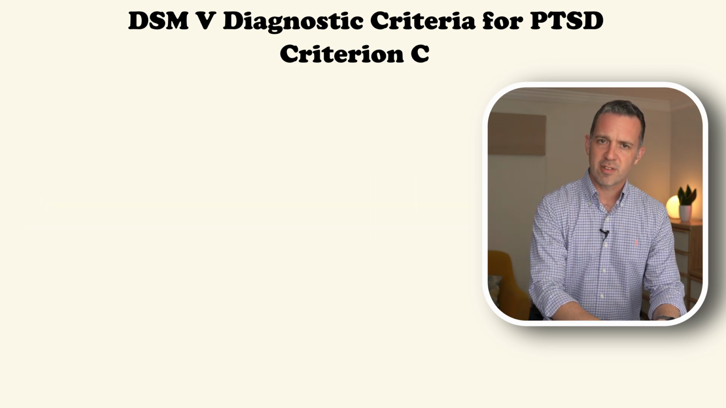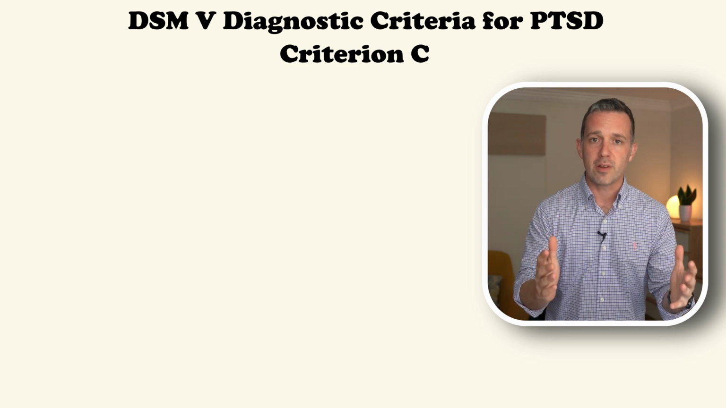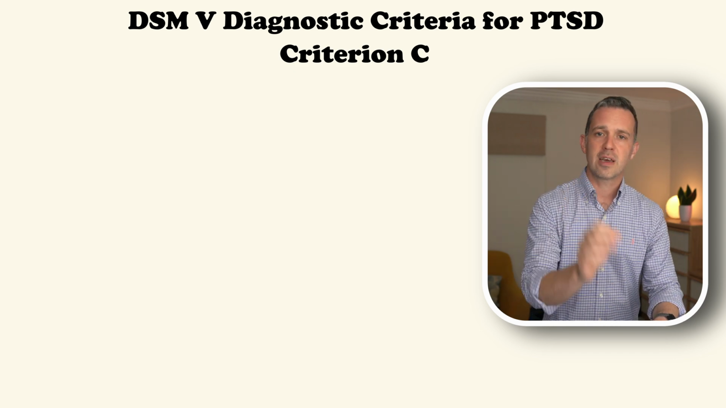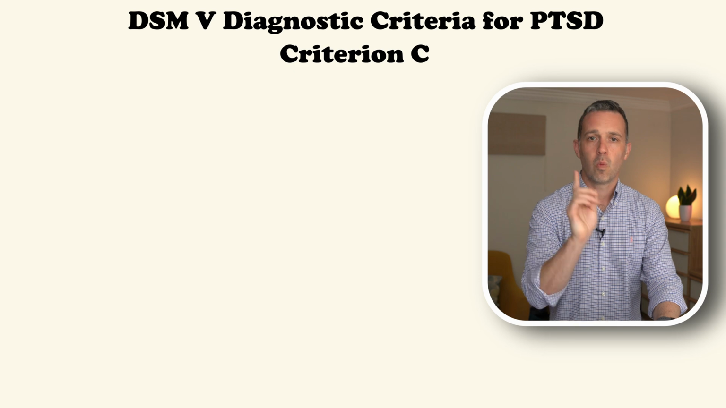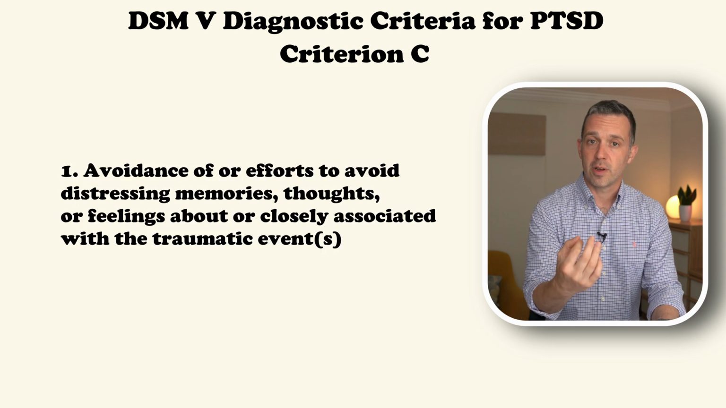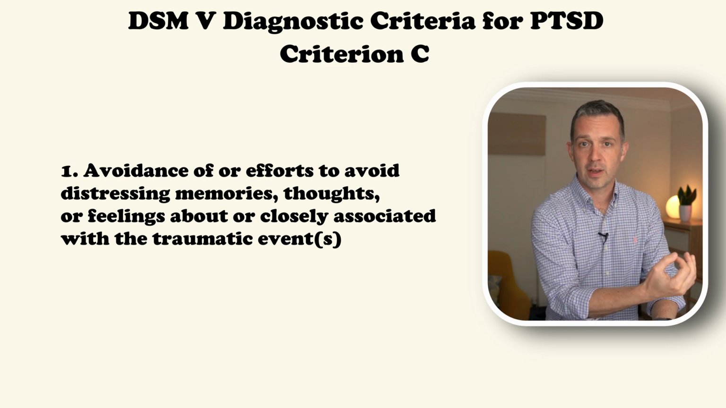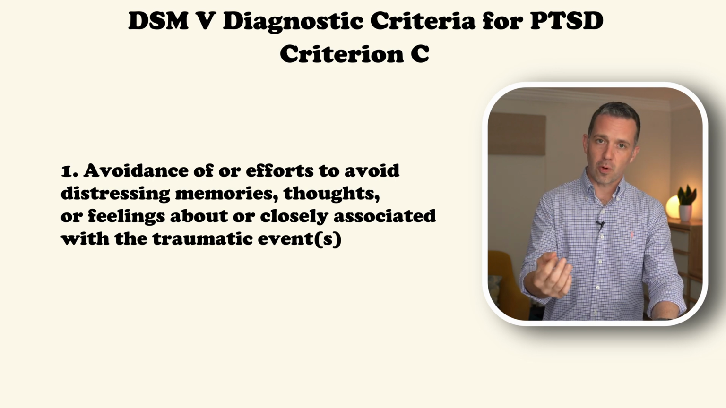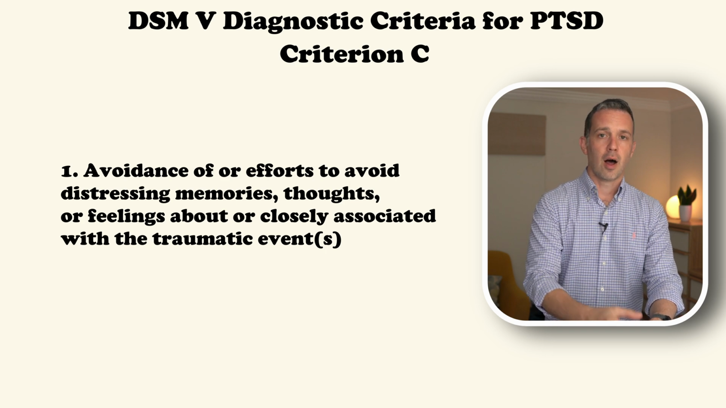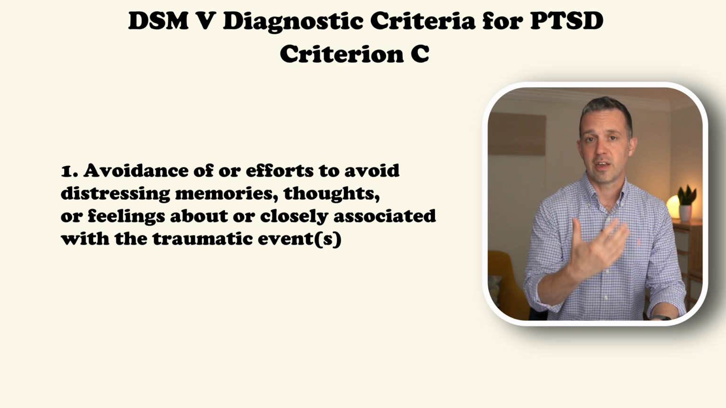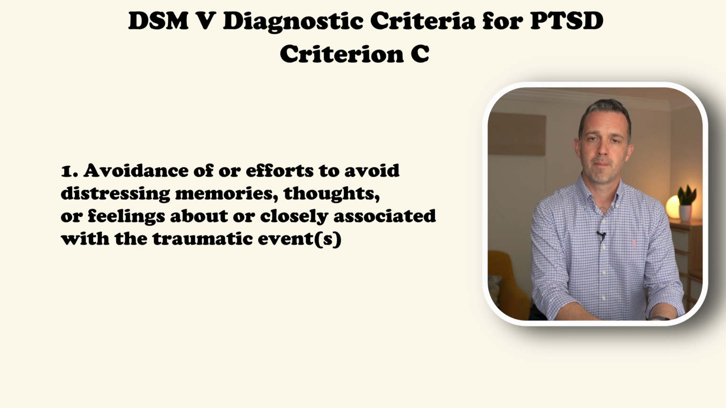Moving on to criterion C, and this is all about avoidance. And there's only two things to consider here. One, that there is avoidance or there are efforts to avoid. So you try to avoid distressing memories, thoughts, or feelings about things that are closely associated with the event.